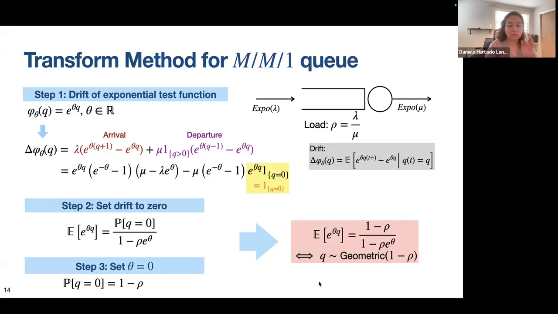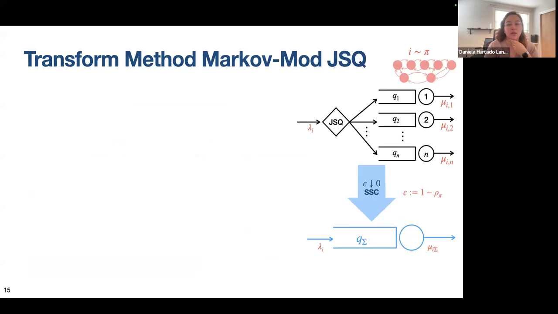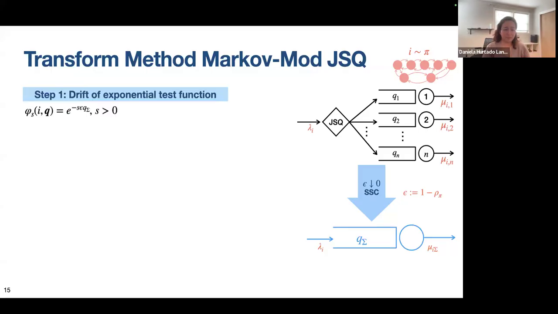All right, let me move on then. So let's do an immediate jump to the transform method for Markov-modulated join the shortest queue. As we already showed, this vector of queue lengths behaves as a super single server queue. So we're going to do the transform method for this single server queue, because we already know how to do single server queues, right? So I'm going to do an exponential test function.